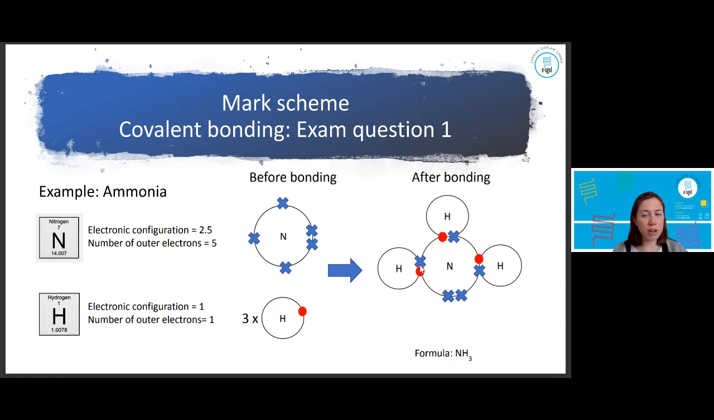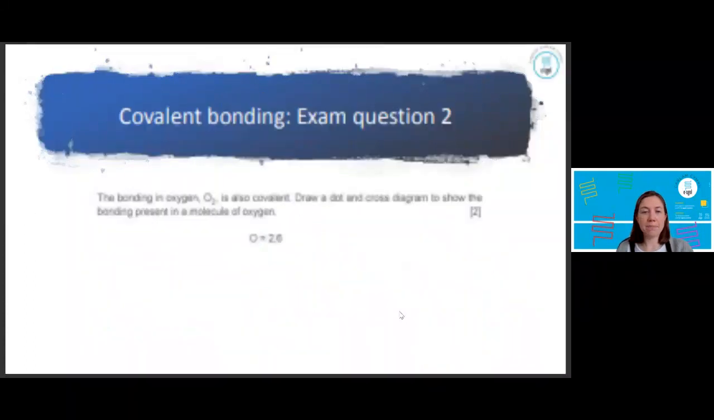So you can see that we've got 3 shared pairs of electrons, and nitrogen also has this pair of electrons which are not being shared. This is called a lone pair of electrons. They're not involved in the covalent bond, but are involved in bonding in a different way, which you will find out if you move to do AS chemistry. The formula for ammonia is NH3. Well done if you got that right.